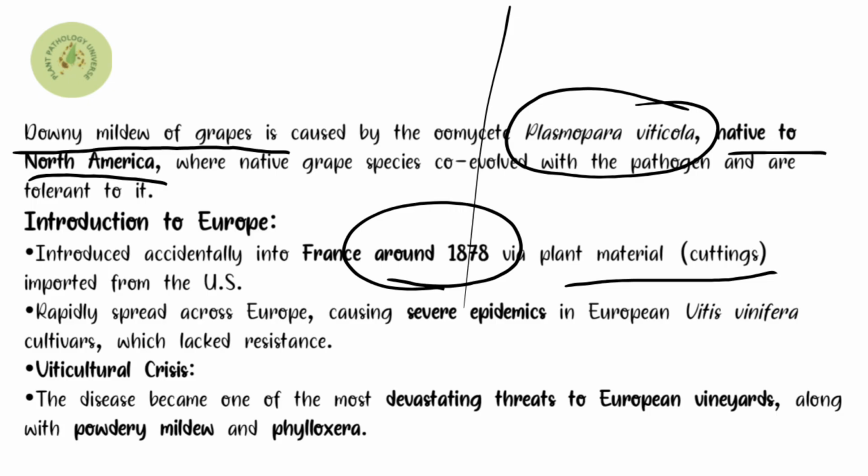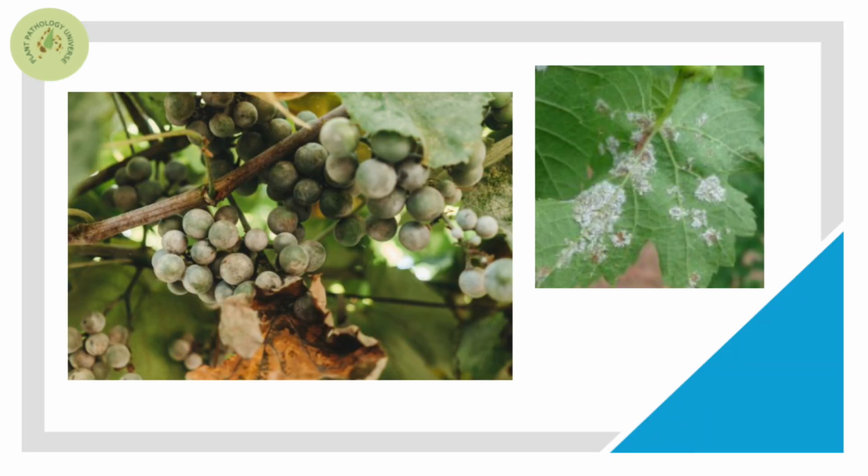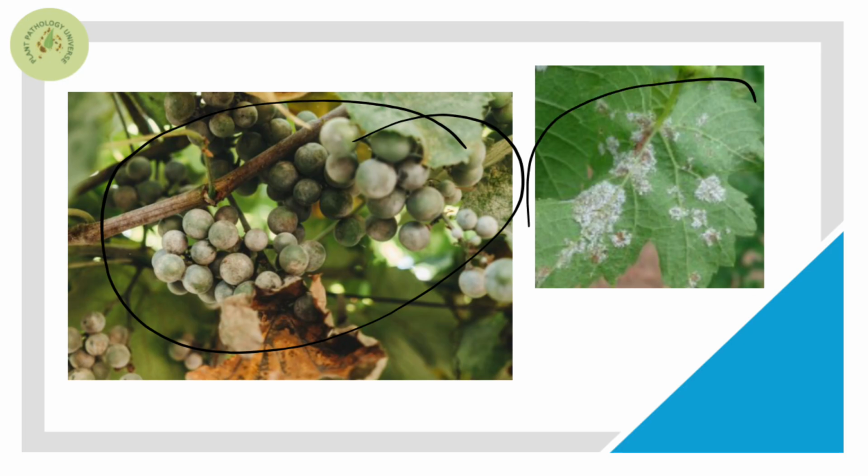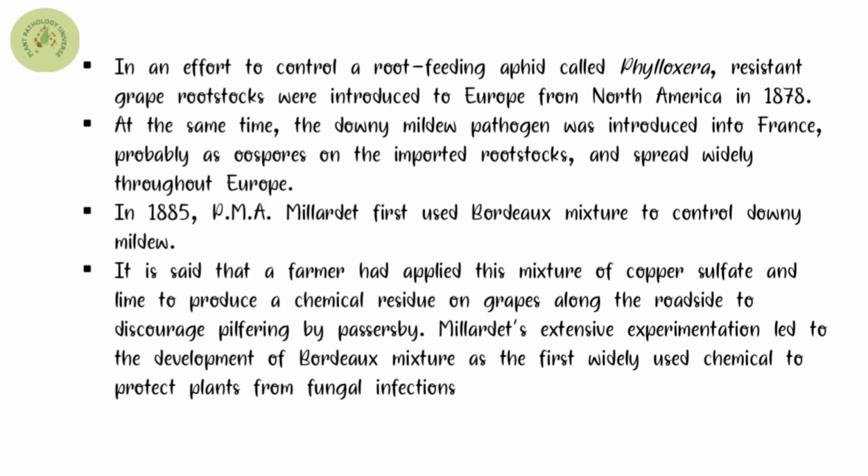But the cuttings which they imported were infected with the spores of this particular pathogen, the downy mildew of grapes, and because of which it caused a severe epidemic in France in around 1878, because of those infected cuttings, right? Now here you can see the typical symptoms of downy mildew of grapes, where the berries are infected and the leaves are infected, right?